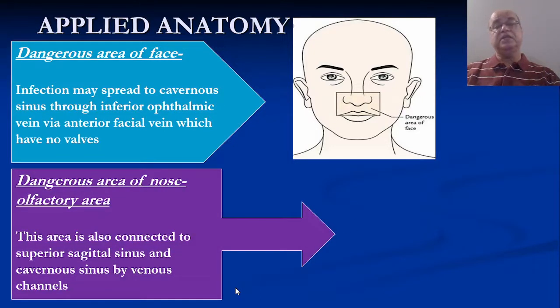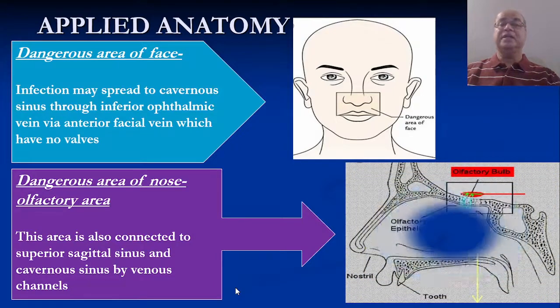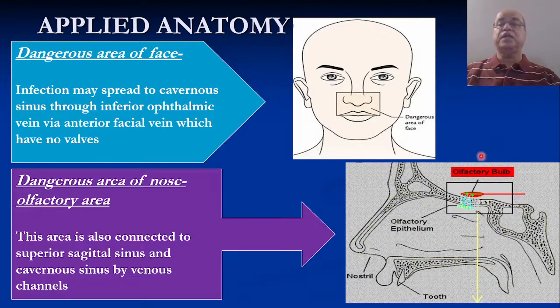Then inside the nasal cavity or in the internal nose, there is another danger area which we know, that is the olfactory area, because there is the cribriform plate through which these nerves are traversing towards the intracranial structures. So infection may spread through this olfactory area into the meninges along the pia and arachnoid sheaths of the olfactory nerve, and can cause meningitis or cavernous sinus thrombosis, which are life-threatening conditions.